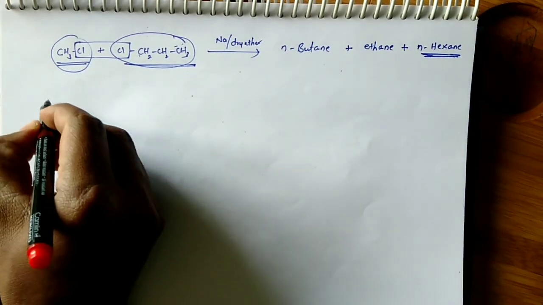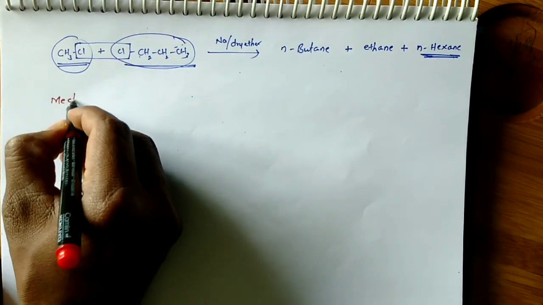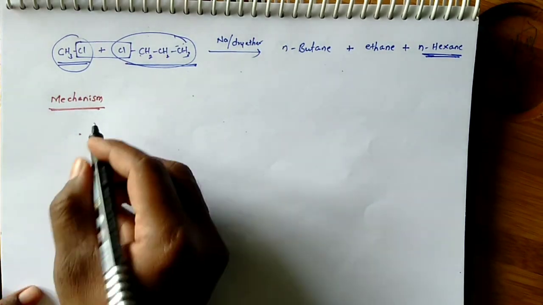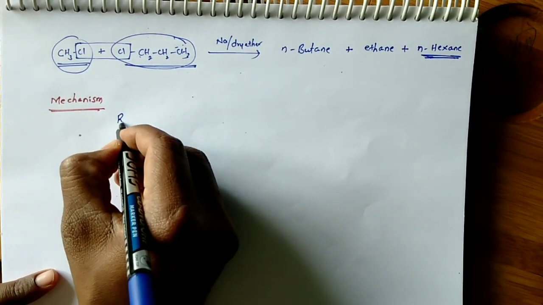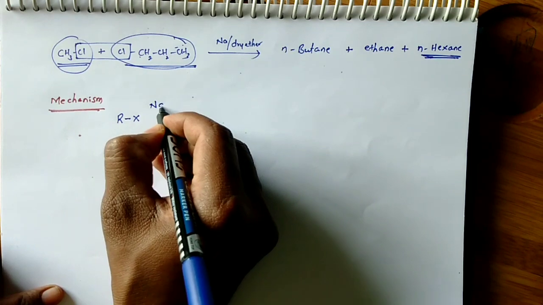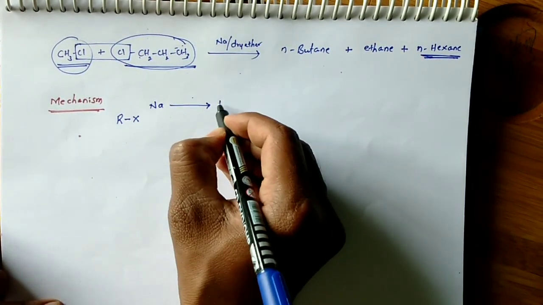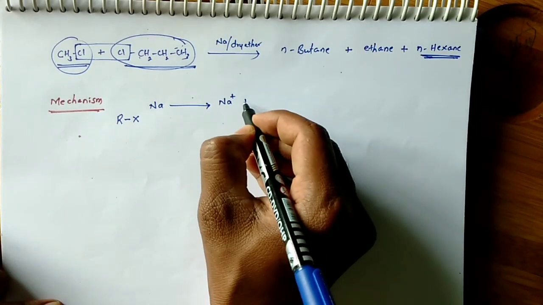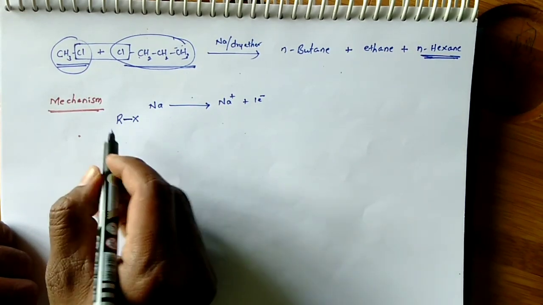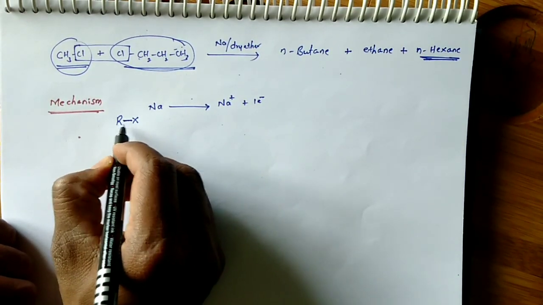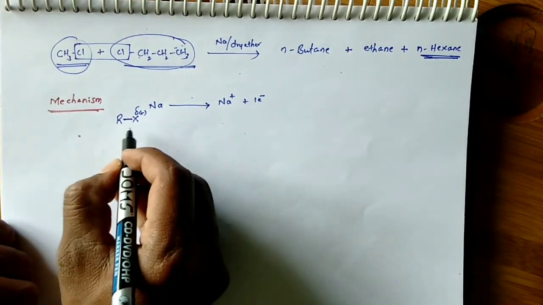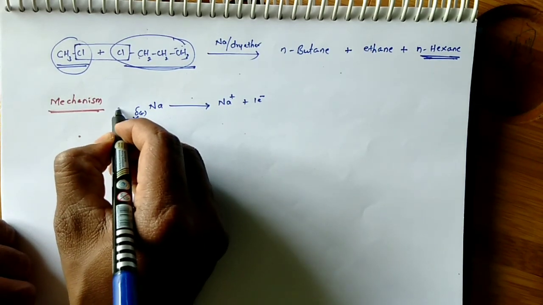Let us see the mechanism of this Wurtz reaction. We know that in Wurtz reaction, the reactants are alkyl halide and sodium in dry ether, right? So first, this sodium, as it is more electropositive, loses one electron for stability, and it gets neon configuration. There is an electronegativity difference between the alkyl group and the halogen group. So the halogen gets a partial negative charge, and this alkyl group gets a partial positive charge.